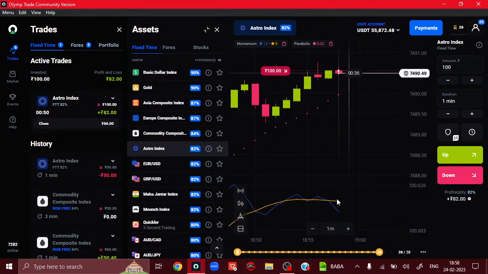As we can see that the yellow line has crossed the blue line and it is moving in the downward direction. So, second step of the martingale. This is the first time in this webinar that we have reached the second step. So let us wait for this trade to close.